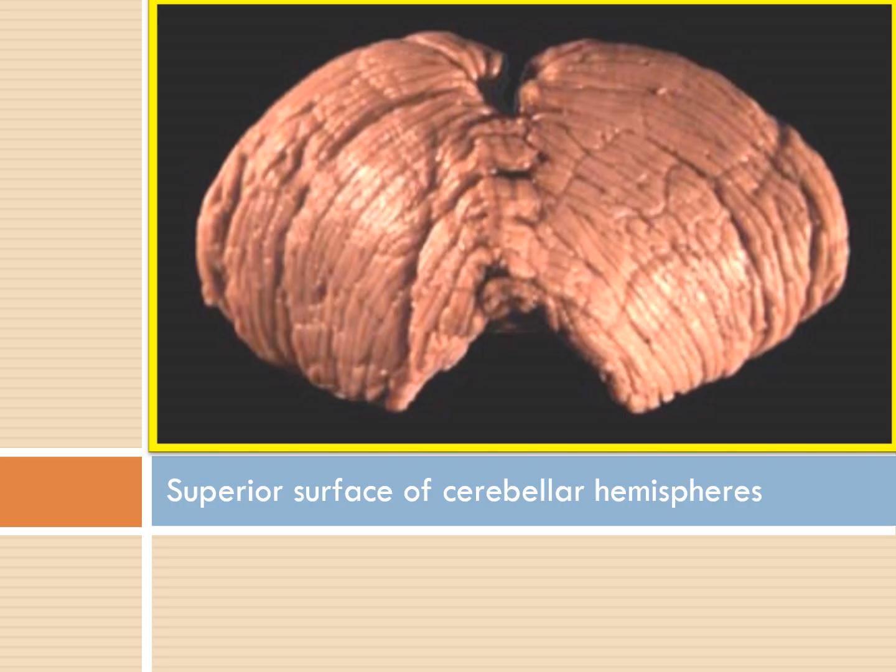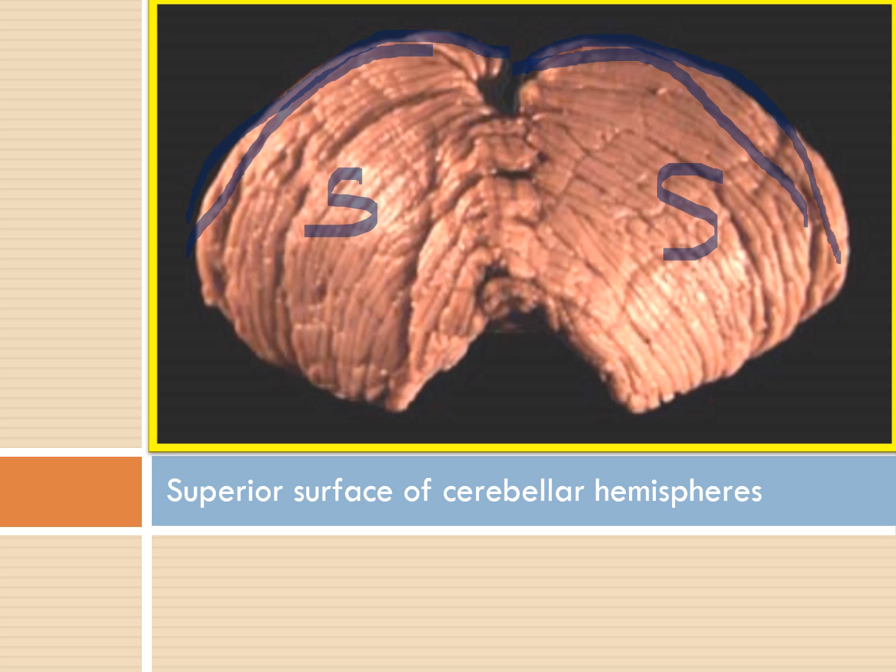So this is the superior surface. As I was telling, this is the transverse fissure, which is dividing this cerebellum into two surfaces. So this border is the transverse fissure. This is the superior surface and this is the vermis. You can see both are continuous on the superior surface.